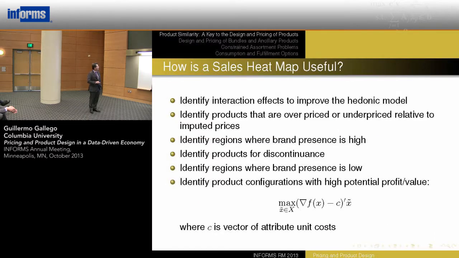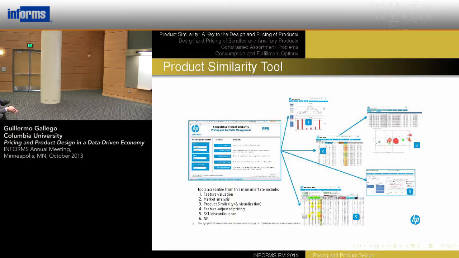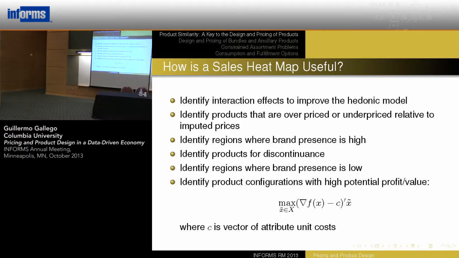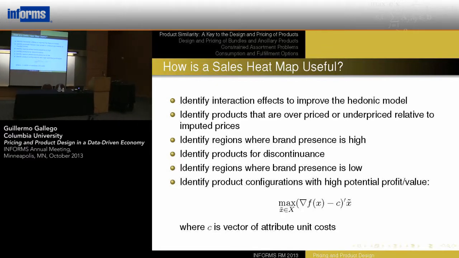The first could be, for example, try to explain what's off the diagonal and see if there are interaction effects that you may want to include. And then once you include the interaction effects, then you have an improved hedonic model, and then you can go back and forth. Once you're confident you have a good hedonic model, you can identify products that are overpriced or underpriced relative to the imputed values.